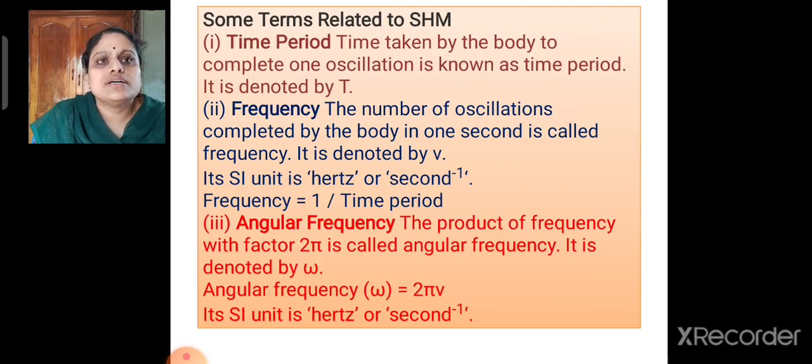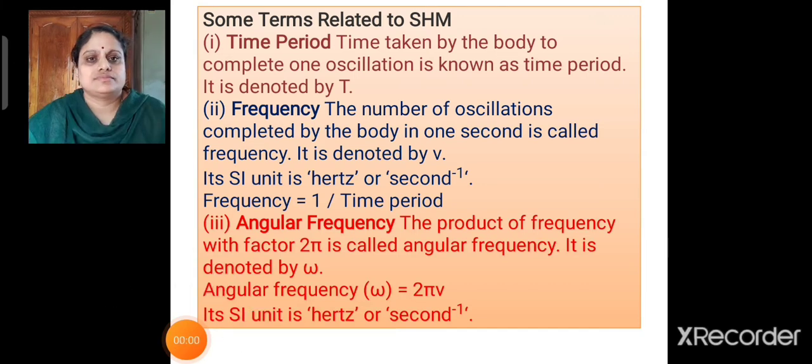Now let us see some terms which are related to SHM. Time period is the time taken to complete one oscillation. Frequency is defined as the number of oscillations completed by the body in 1 second. Its notation is nu, and its SI unit is hertz or second raised to minus 1. Frequency and time period are related through the expression frequency = 1 / time period.